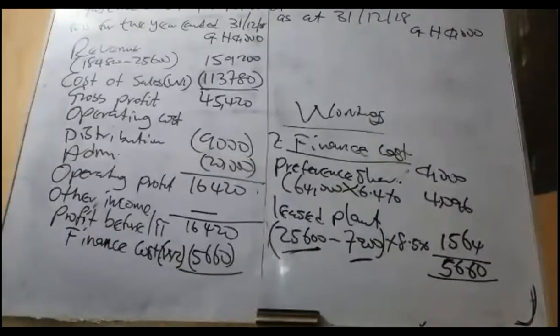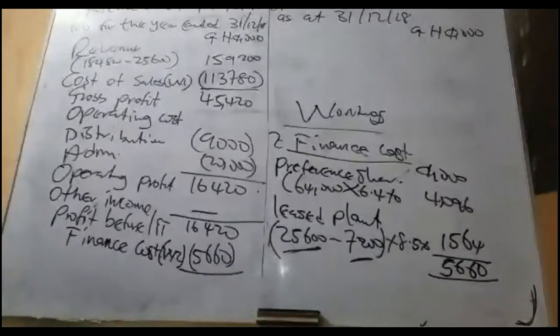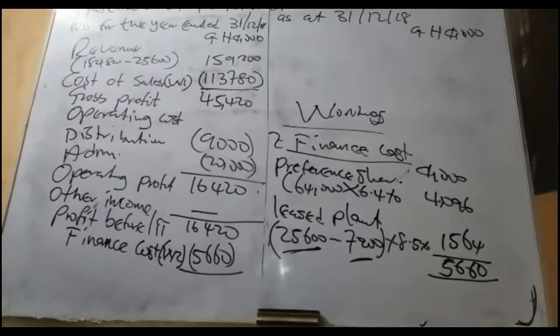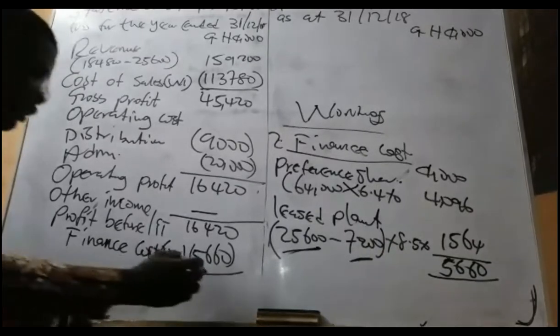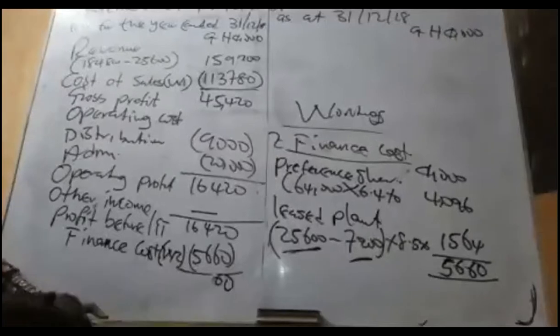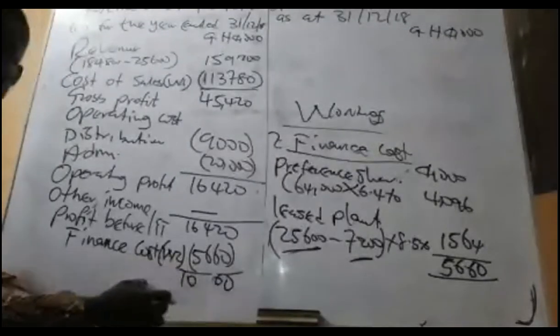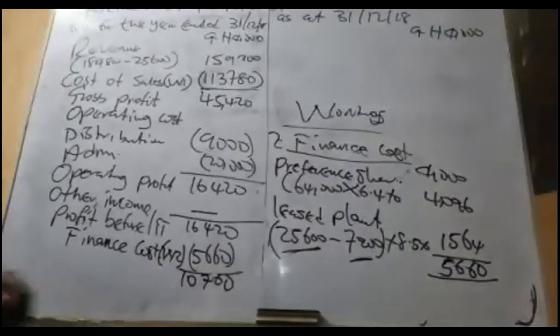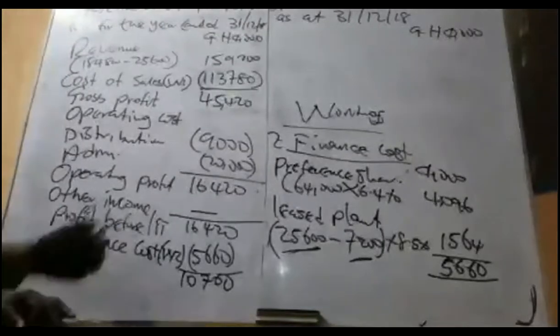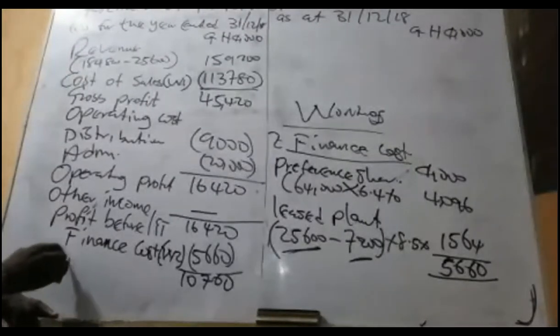So 16,420 less 5,660. And the answer will be... good. So it should give us 10,760. And then we call this one profit before interest and tax. So this becomes profit before tax.